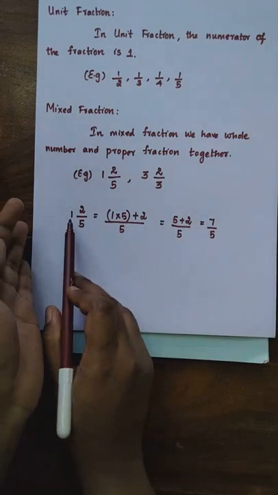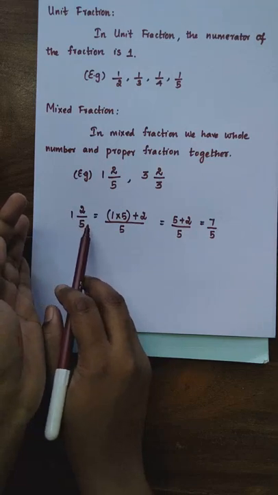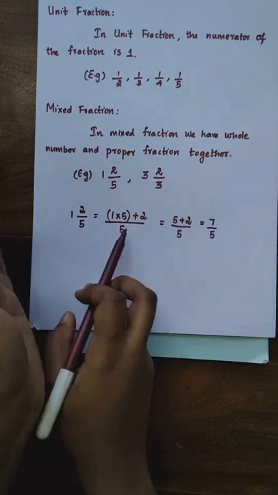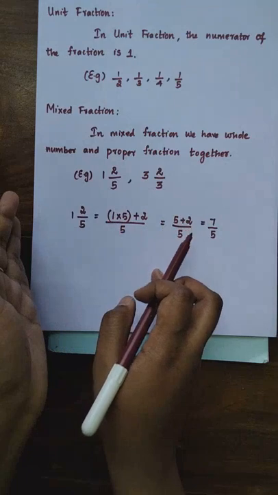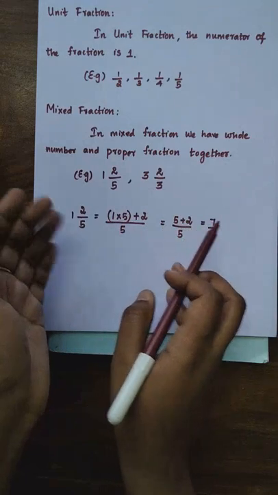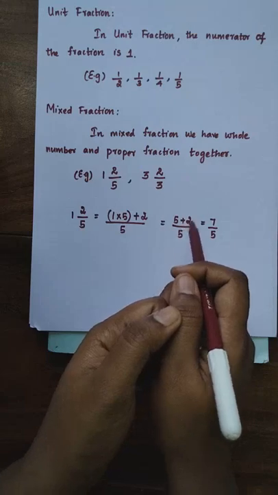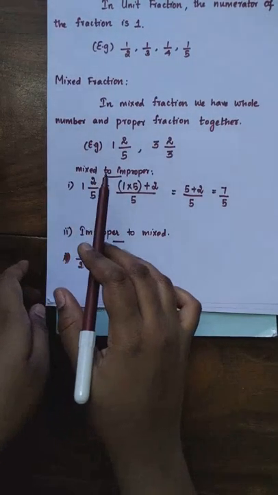First we need to multiply these two numbers, that is 1 into 5, plus 2. Add this number, divided by the same denominator number. 1 into 5 is 5, 5 plus 2 by 5. Our answer is 7 by 5. Understand? Okay, the first question, we have converted mixed to improper.